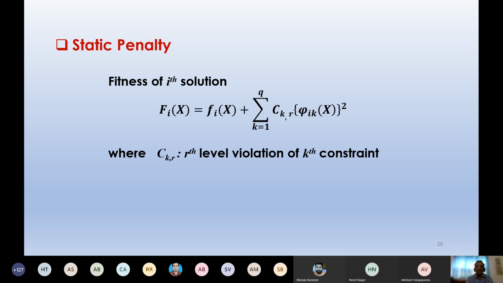Now what is this C_kr? C_kr is known as the rth level violation of the kth constraint. Let me repeat. C_kr is nothing but the rth level violation of the kth constraint. How to determine it? How does a user define those values? Let me explain all such things in detail.